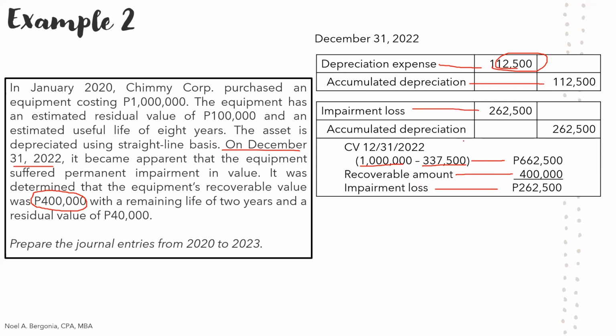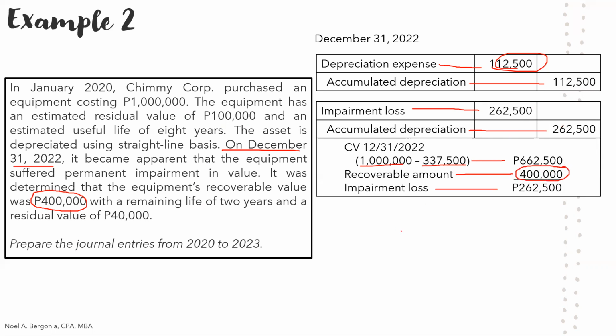So our entry for the impairment is we debit impairment loss 262,500, credit accumulated depreciation or accumulated impairment, amounting to 262,500. Okay? I hope that you can still follow. So that's our entry on December 31, 2022 about the impairment. Now, if I ask you what the ending balance of our equipment is at the end of 2022, your answer is the remaining recoverable amount, which is 400,000.